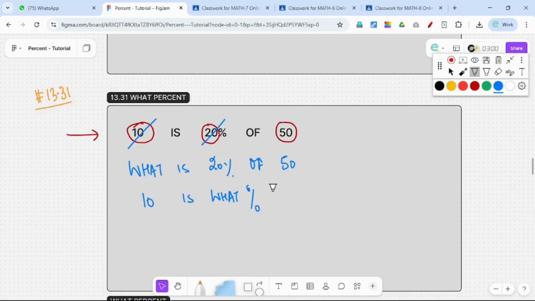If I replace the second numeric value, then I can write 10 is what percent of 50. And if I replace the third numeric value by what, then the statement would be 10 is 20% of what.